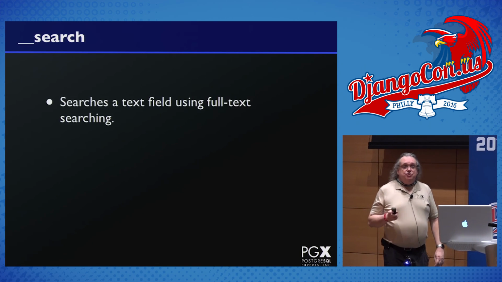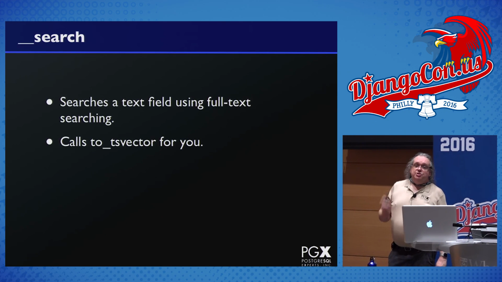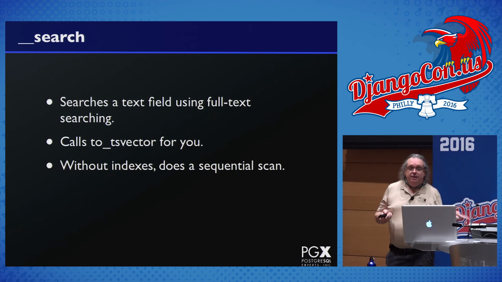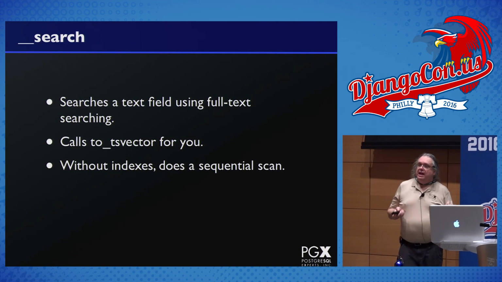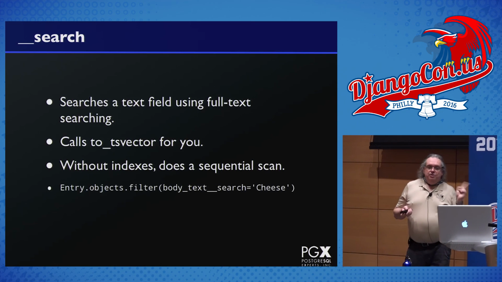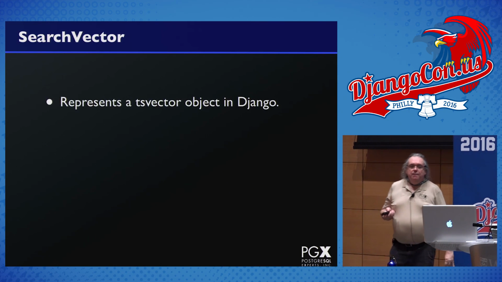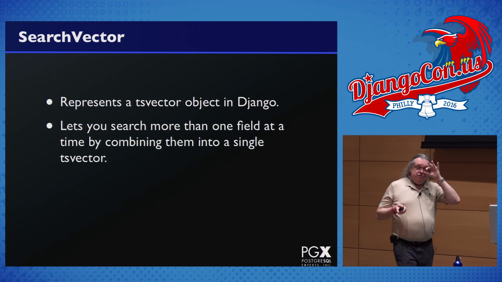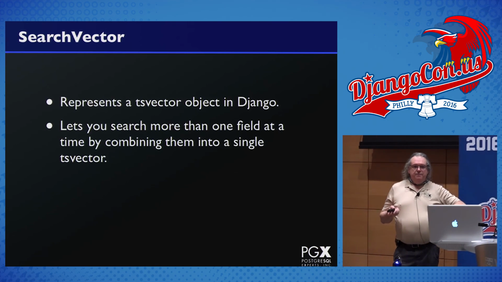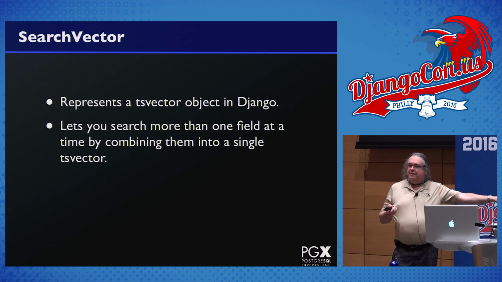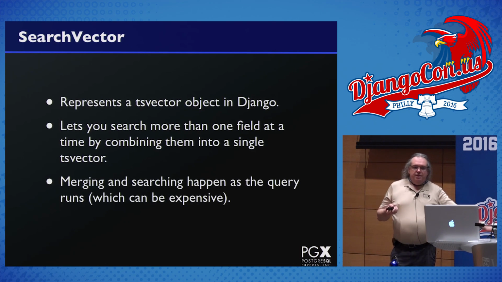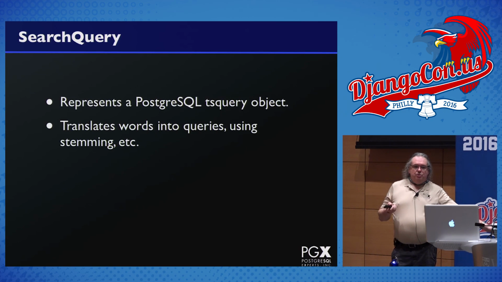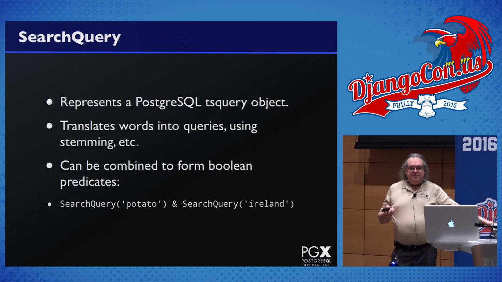And then you have a search functionality. So you can search a text field using full text searching using the __search predicate in a query set. Without indexes, it does a sequential scan, which is bad. So you don't want to do that. There's a SearchVector object at the top level in Django that represents a TS vector. It lets you search more than one field at a time by combining them. Merging and searching happens as the query runs. SearchQuery represents a query object, does the stemming and things like that. So you can do searches like that. Cool.